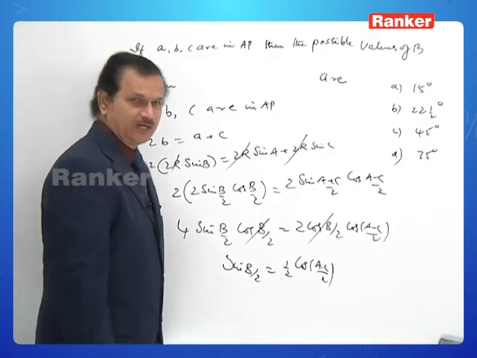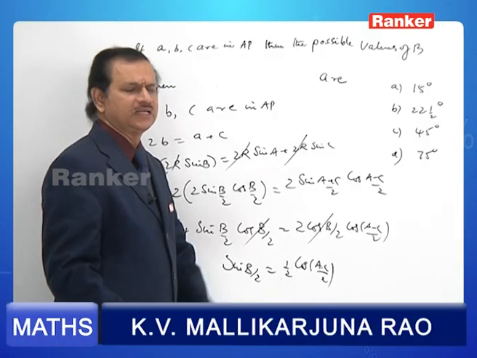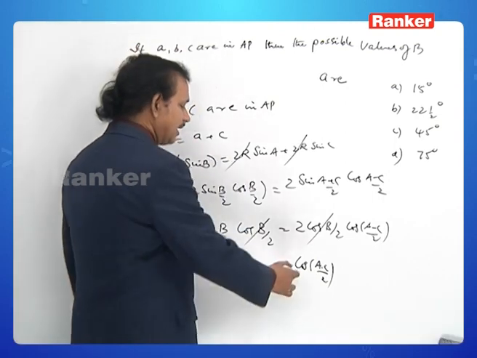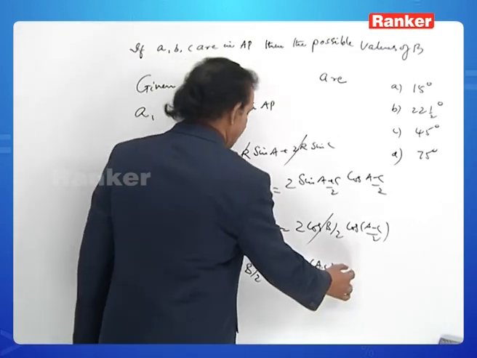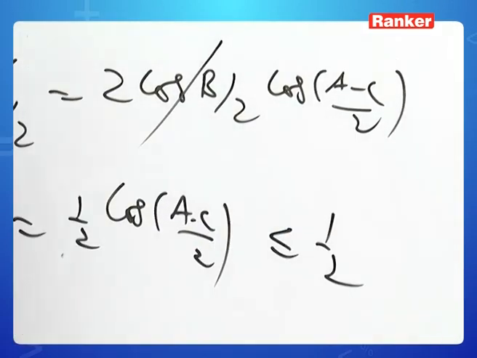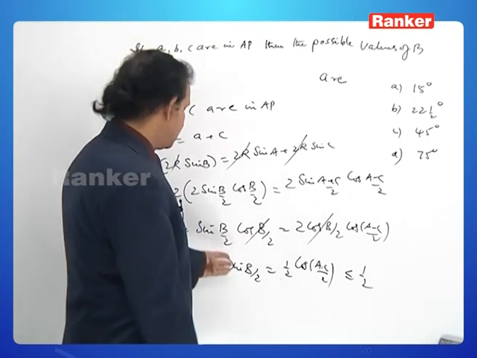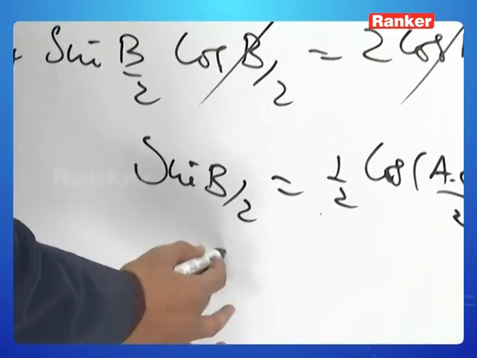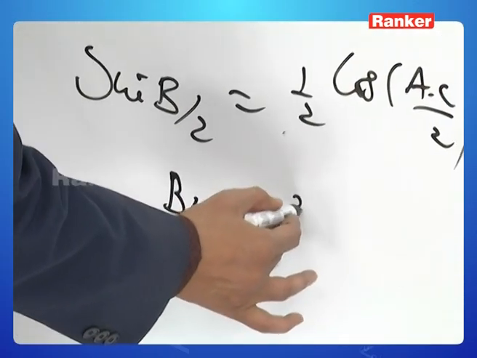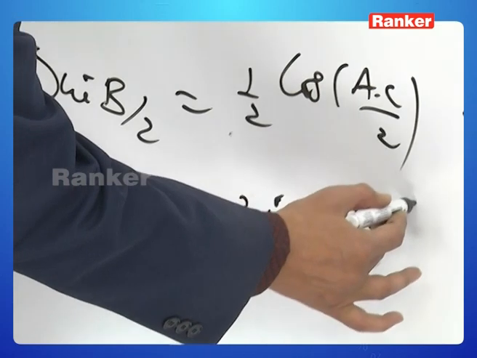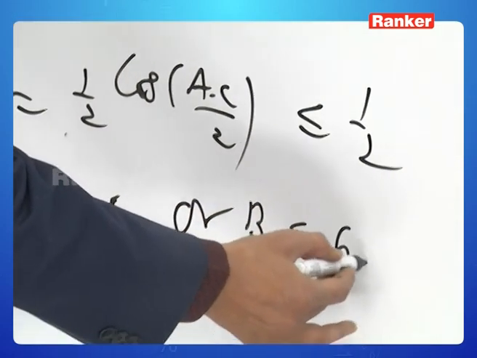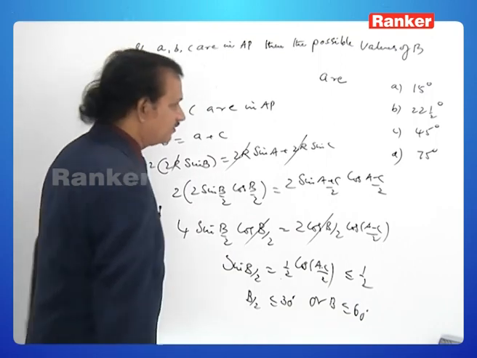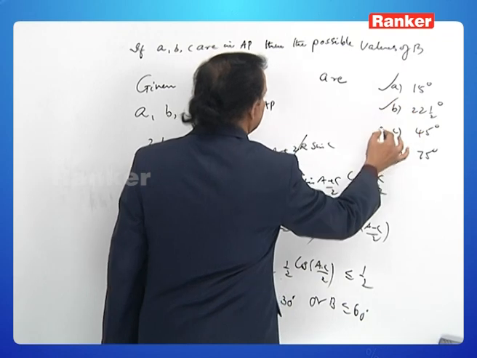Well, but you see, both cos theta and sin theta can never exceed 1, isn't it? Therefore, cos A minus C by 2 is less than or equal to 1. Hence, this is less than or equal to half. So, what's your observation? Sin B by 2 is less than or equal to half. What can we mean by that? B by 2 is less than or equal to 30 degrees or B is less than or equal to 60 degrees. And those possible values of B below 60 degrees are A, B, C.